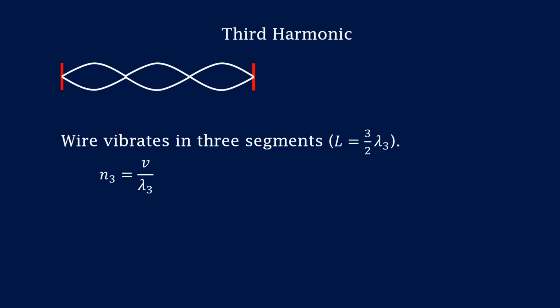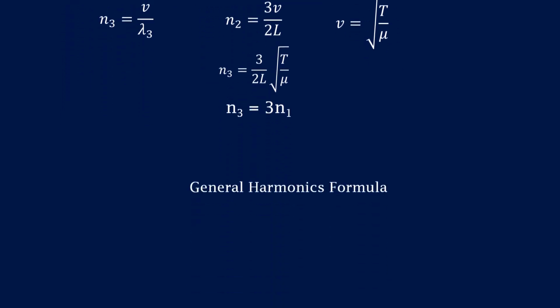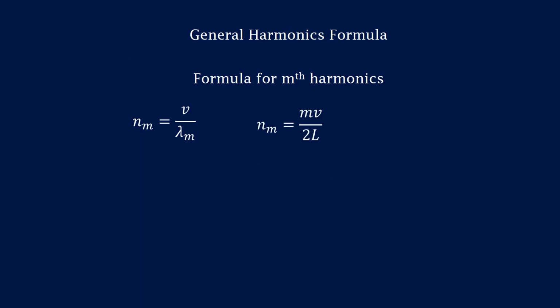L is equal to 3 by 2 into λ3, or λ3 is equal to 2 by 3 into L. The formula for the third harmonic N3 is given by N3 is equal to 3 upon 2L into root of T upon mu. General harmonics formula. For the mth harmonic, the equation is Nm is equal to m upon 2L into root T by mu, or Nm equal to m into N1.